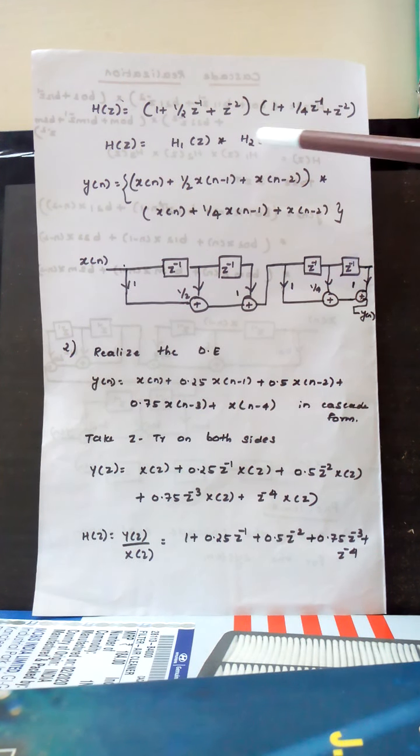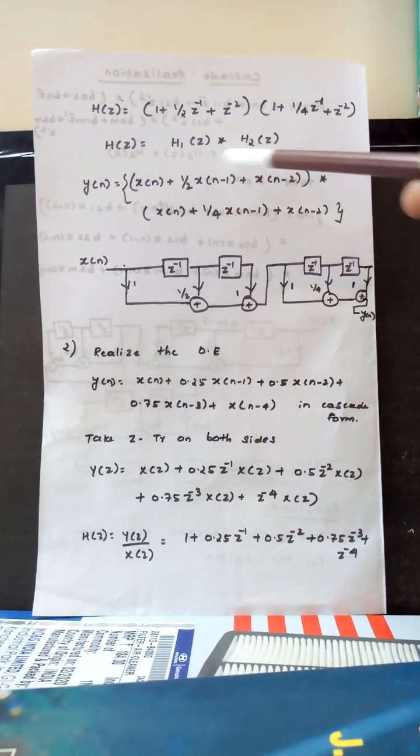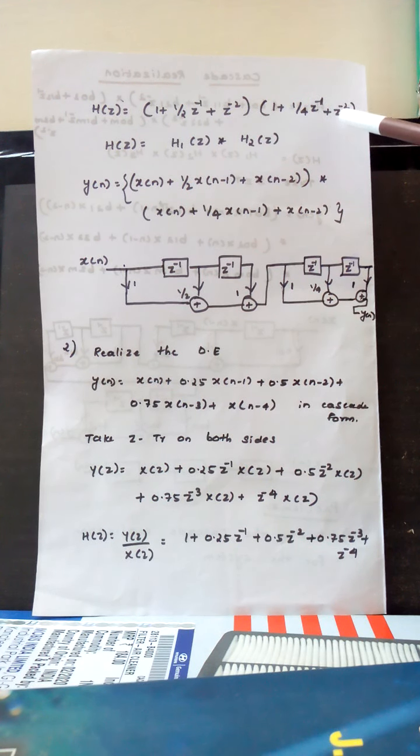Similarly, for the second system, H2 of z, we write output divided by input, that is Y of z divided by X of z. Cross multiplying, then we take the inverse. X of z becomes x of n, z to the power of minus 1 into X of z becomes x of n minus 1, multiplied with 1 by 4, and z to the power of minus 2 into X of z becomes x of n minus 2.